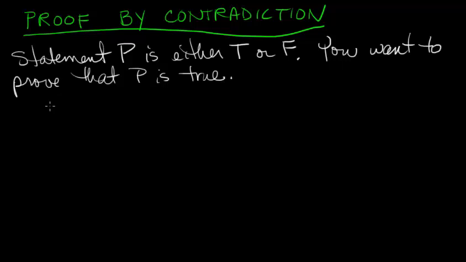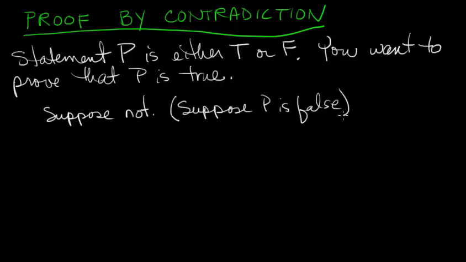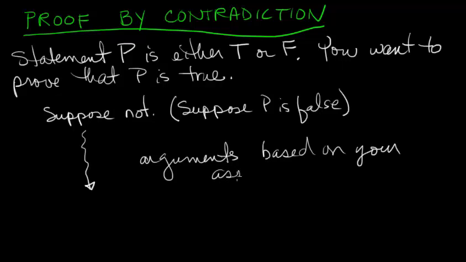Okay, one way to do it is this. It has this structure. Suppose not. In other words, suppose P is false. Then on the basis of that assumption, you make a series of deductive steps and end with something completely absurd. Suppose not. Then you have a series of arguments based on your assumption that the statement is false, and you deduce something that is impossible.